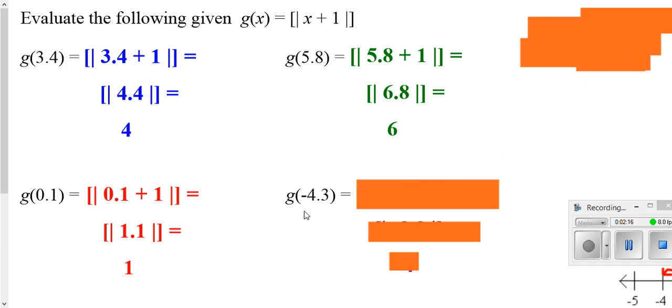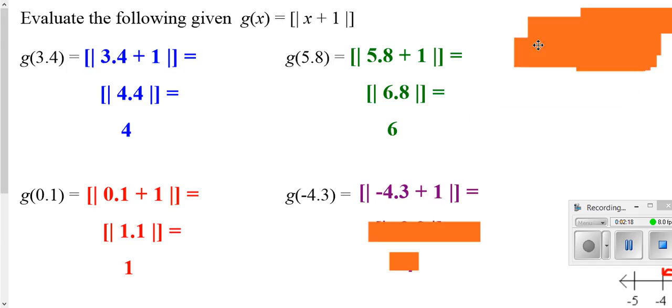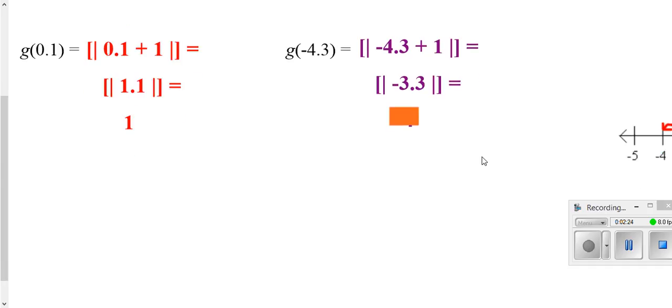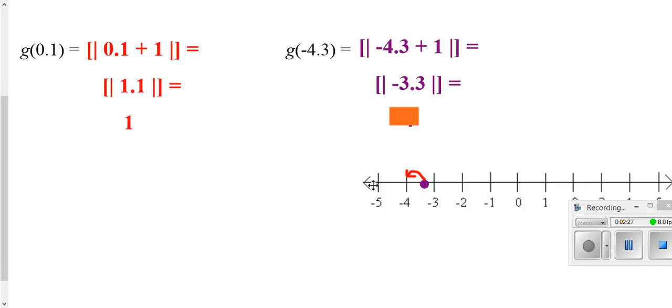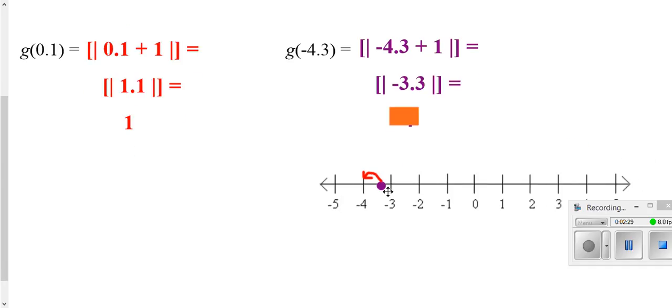Same idea over here, even though it's a negative. Now we need to round this down. Keep in mind that when you're rounding down, you always go to the left on a number line. So if you're at negative 3.3 and you round down, you're going to the left on a number line, so it's going to round down to negative 4. So your answer is negative 4.